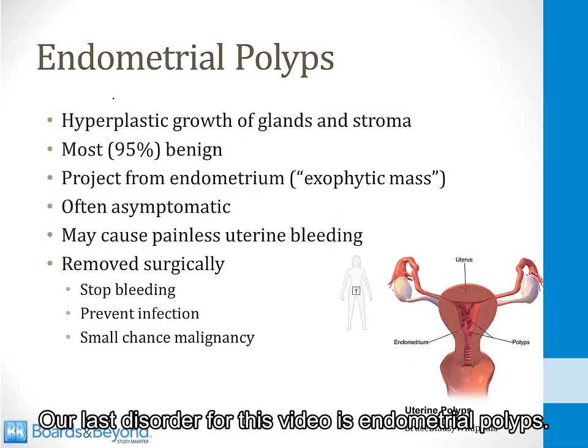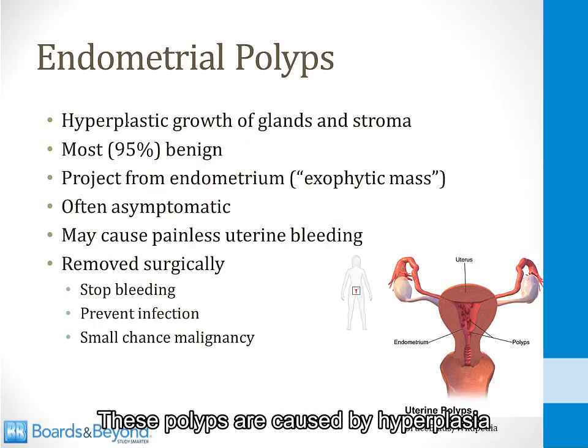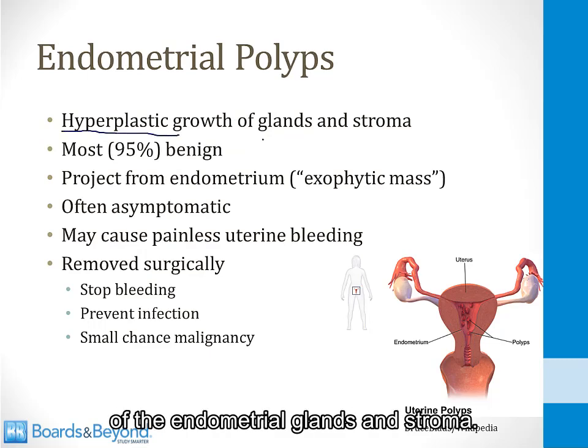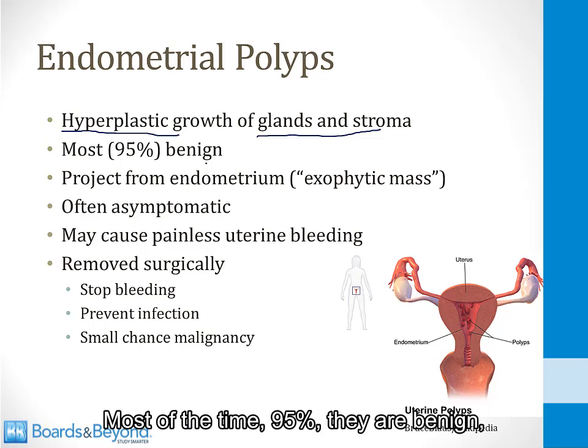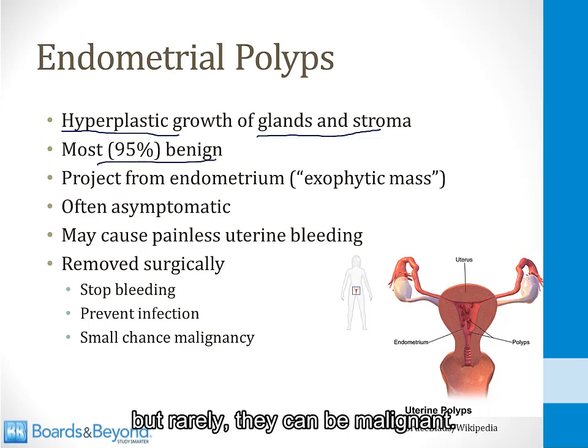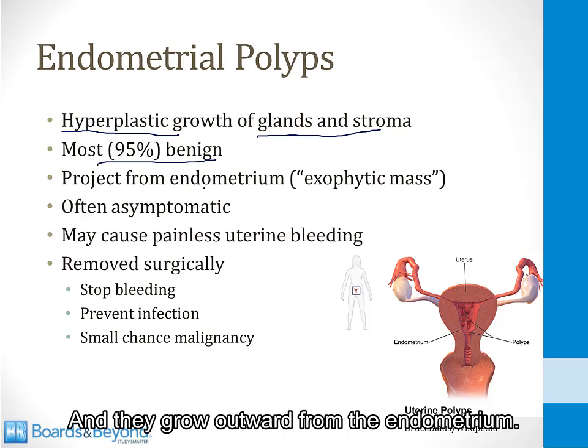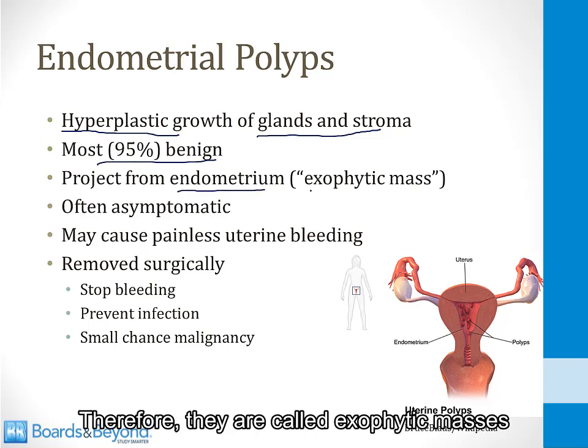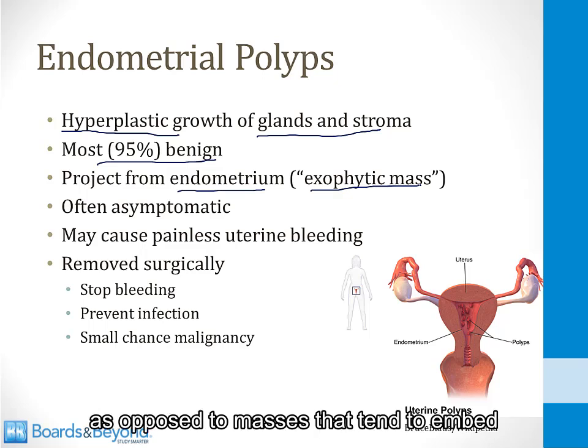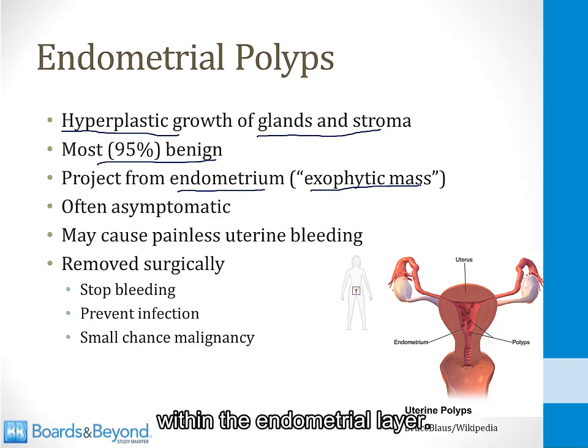Our last disorder for this video is endometrial polyps. These polyps are caused by hyperplasia of the endometrial glands and stroma. Most of the time, 95%, they are benign, but rarely they can be malignant. And they grow outward from the endometrium, therefore they are called exophytic masses, as opposed to masses that tend to embed within the endometrial layer.